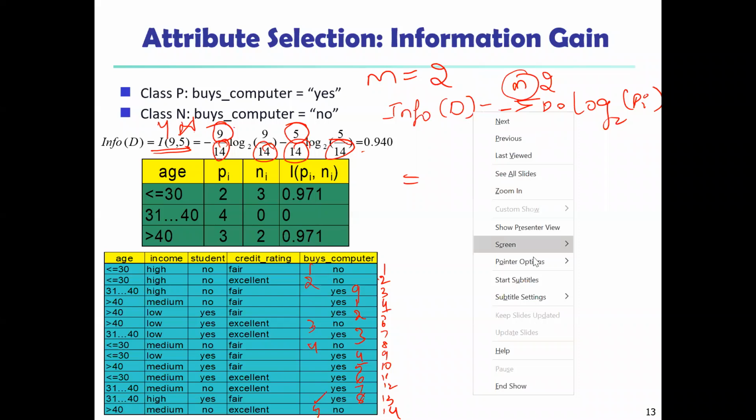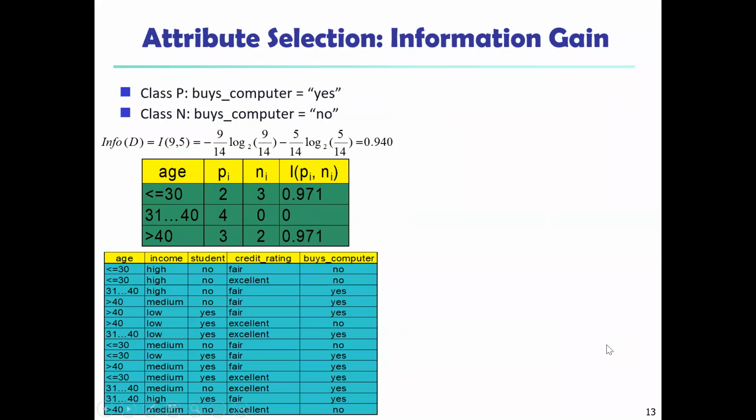So finally, what did we get? We got the expected information of the class label attribute as 0.940. Next, after the first step, what do we need to find? We need to find the information needed for all the attributes. How many remaining attributes are there? Age, income, student, credit rating. So we need to find the information needed for all 4 attributes.